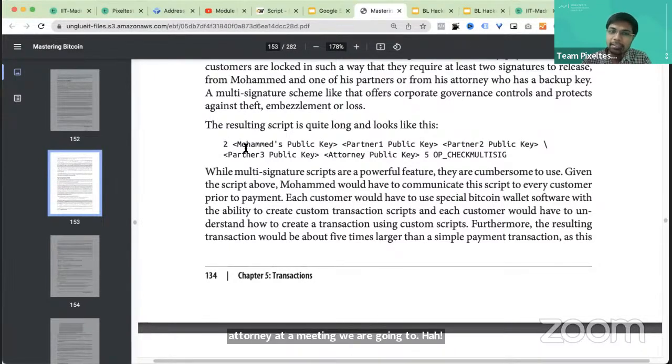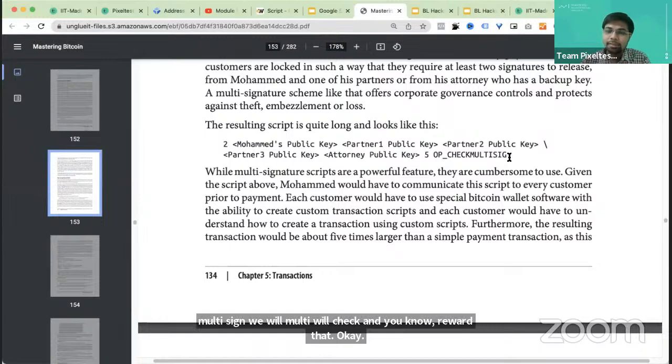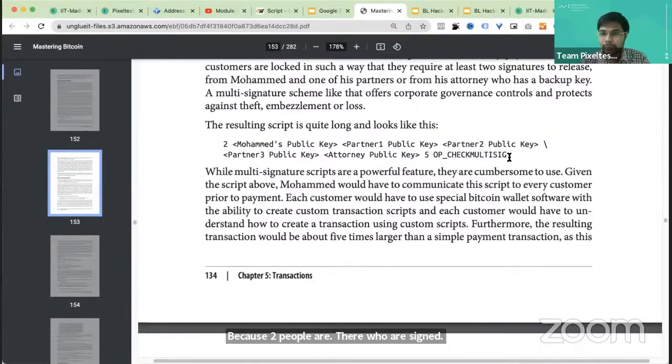So if any 2 out of these are there, the operation check multi-sig will check and revert that, okay, because 2 people are there who have signed this. I think I'm going to verify this transaction, right?